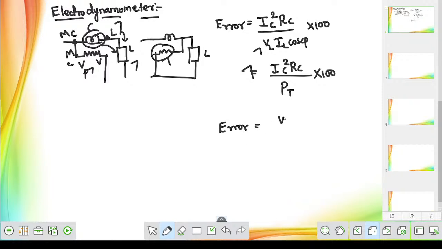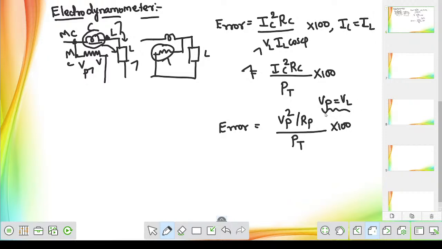In the second connection, directly calculate the pressure coil voltage square divided by Rc, the pressure coil power loss divided by true power into 100. That's it. The pressure coil voltage is nothing but the load voltage. In the first case, the current coil current will be equal to the load current. In the second case, the pressure coil voltage will be equal to the load voltage.